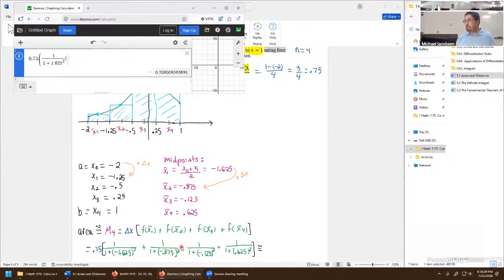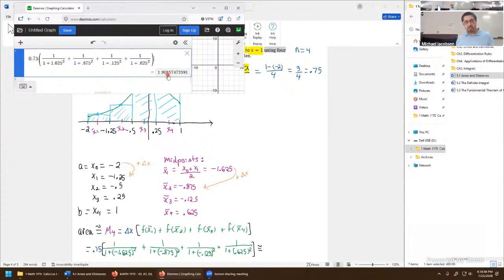Then go plus 1 over 1 plus 0.875 squared. Now we're on to the third term, plus 1 over 1 plus 0.125 squared, plus 1 over 1 plus 0.625 squared. And finally, that's our answer.